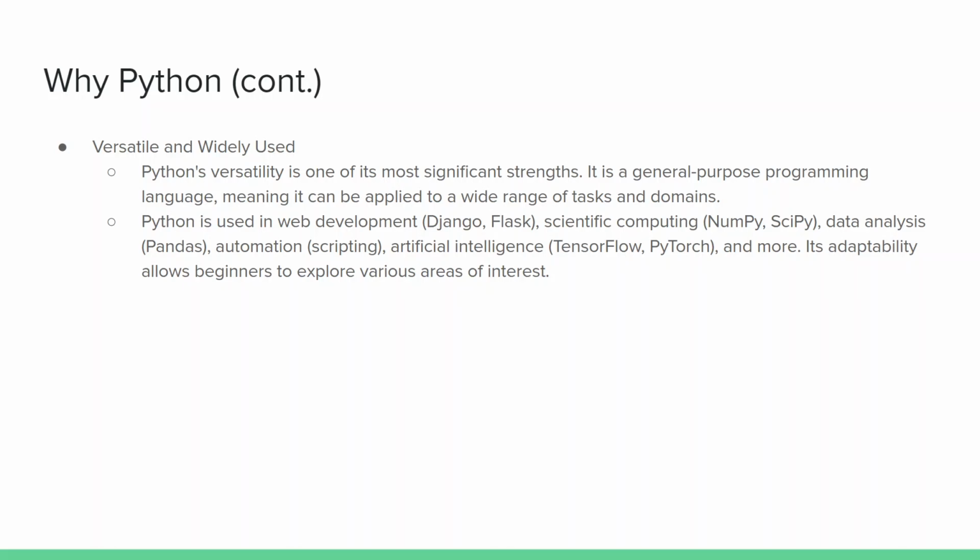Obviously, artificial intelligence, like I mentioned previously, so there's libraries which are completely built in C++ that you can access with Python. So it's extremely versatile. And because of this, it's what's called a general purpose programming language because it can be applied to a wide range of tasks and domains. Its adaptability allows beginners to explore various areas of interest.